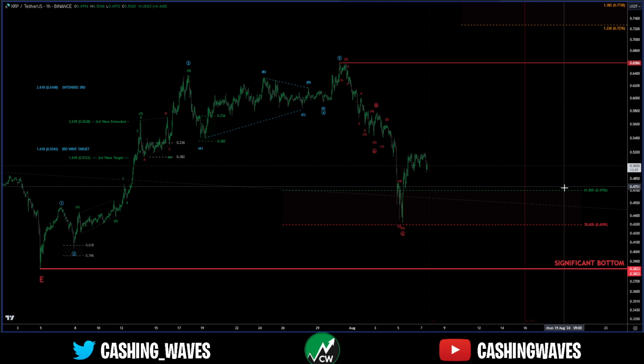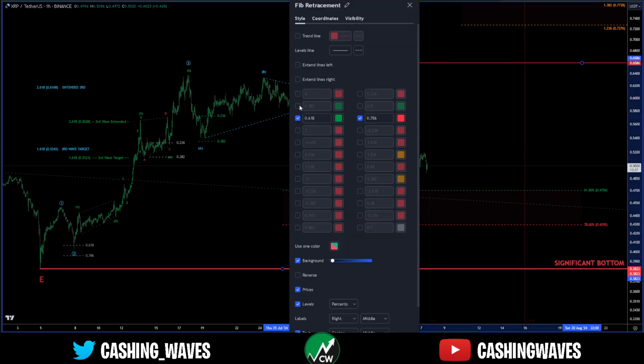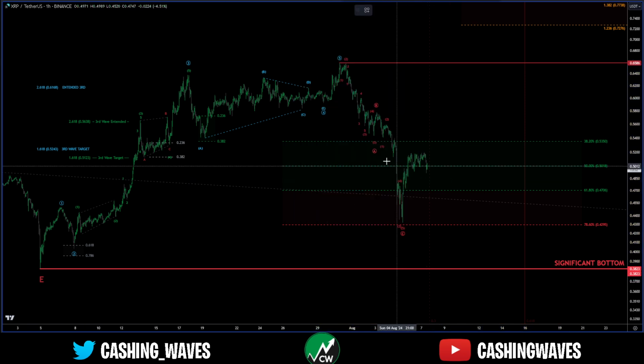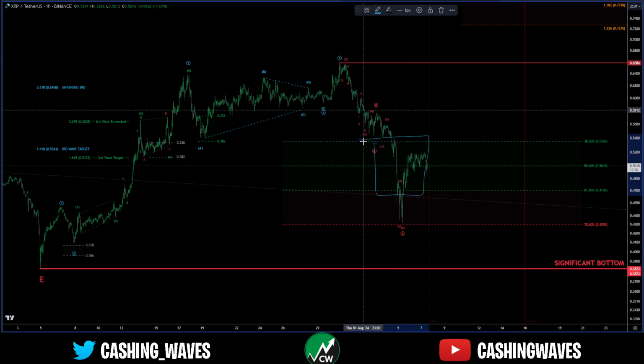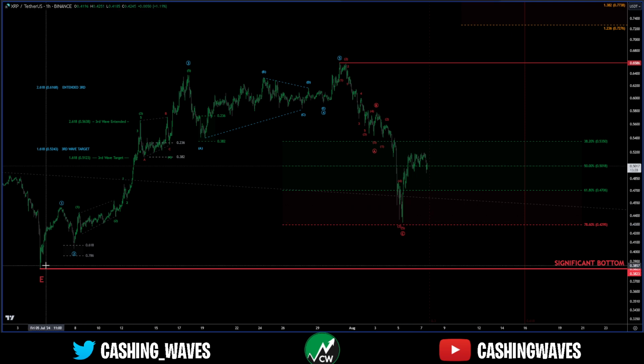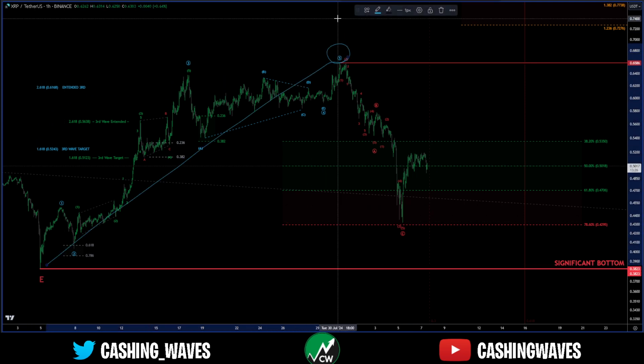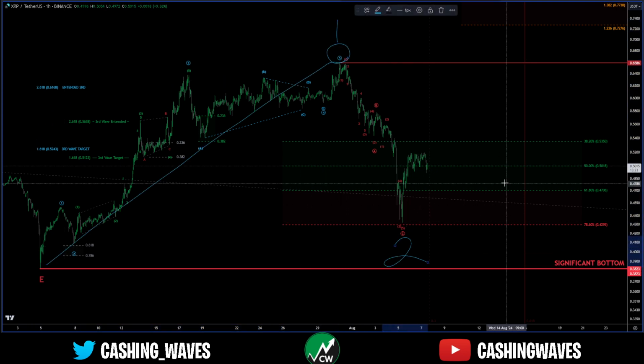Which is kind of the last ditch effort area where you want to see a pivot. The most likely area is between the 382 and the 618. That's your ideal pivot zone for a larger wave 2. 786 is kind of your last chance. So we have this as a larger wave 1, wave 2 complete.